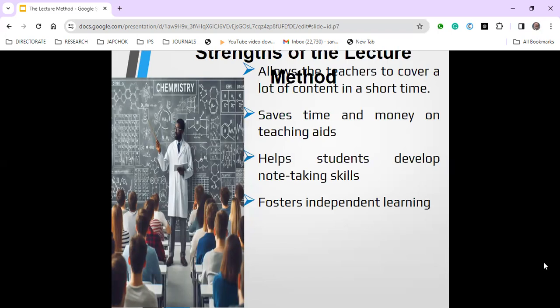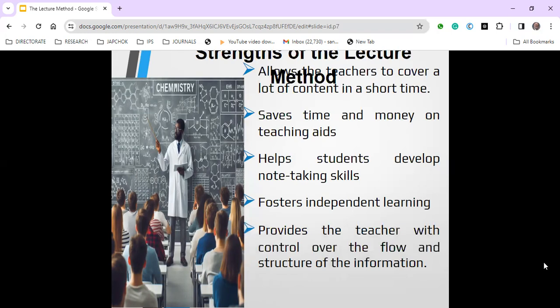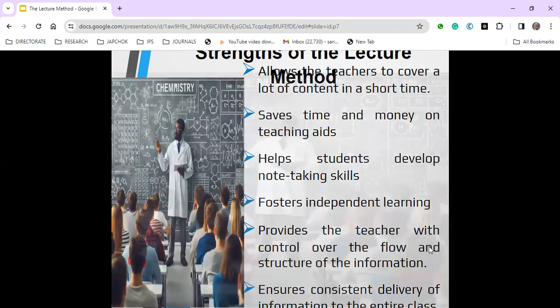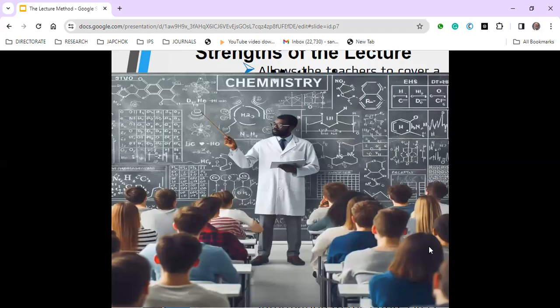You learn on your own. You're not interacting with anybody. And it provides the teacher with control over the flow and structure of the information. Nobody disturbs the teacher. He has full control over what he presents. And the lecture method ensures consistent delivery of information to the entire class. Not that this one particular set of students gains better. No. Now about the weaknesses.